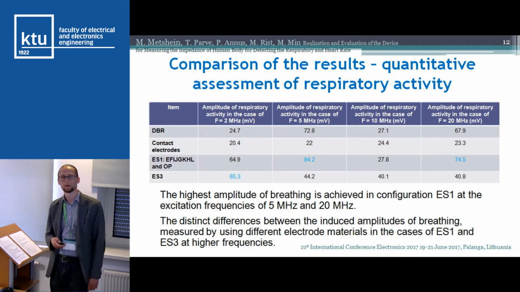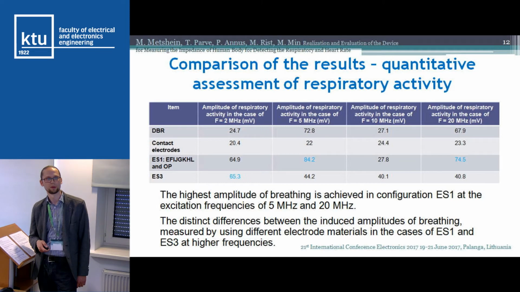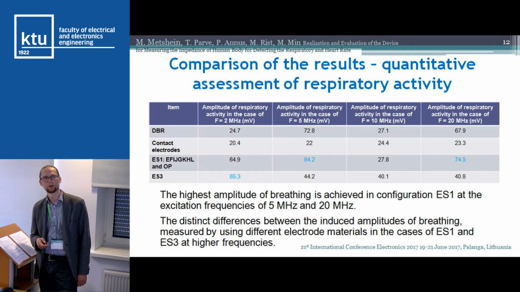So the numerical evaluation reveals that the highest amplitude of signal is gathered in the case of this electrode shirt number 1, where the large surface plate electrodes of foil contact surface were used. And in the case of 5 megahertz, the highest value achieved. In the case of contact electrodes, it's more than 4 times lower when compared to this ES1 result.